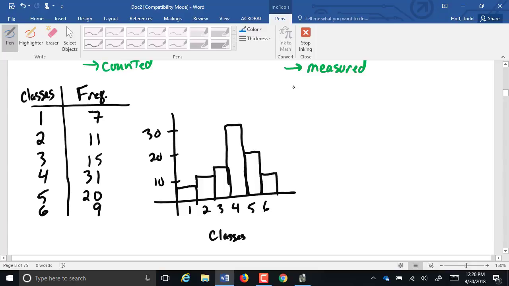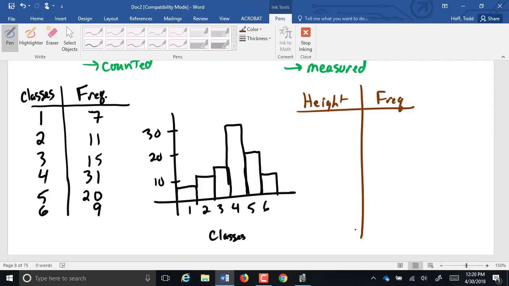For continuous, however, let's say we wanted to do height and frequency. Well, let's say we're measuring to the nearest tenth of an inch. Even if we had a large group of maybe 50 people that we were measuring height, going to the nearest tenth of an inch, we'd be lucky if we had more than 1 or 2 that were really the same height. Everybody would be a slightly different height, so we can't list out the numbers individually. So for continuous data, we usually put ranges in here instead of individual numbers.